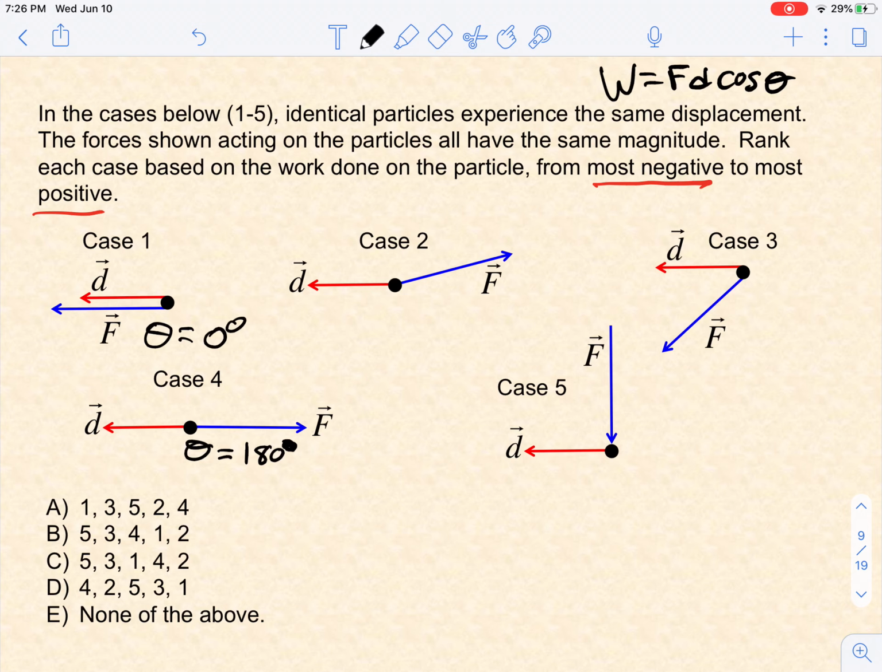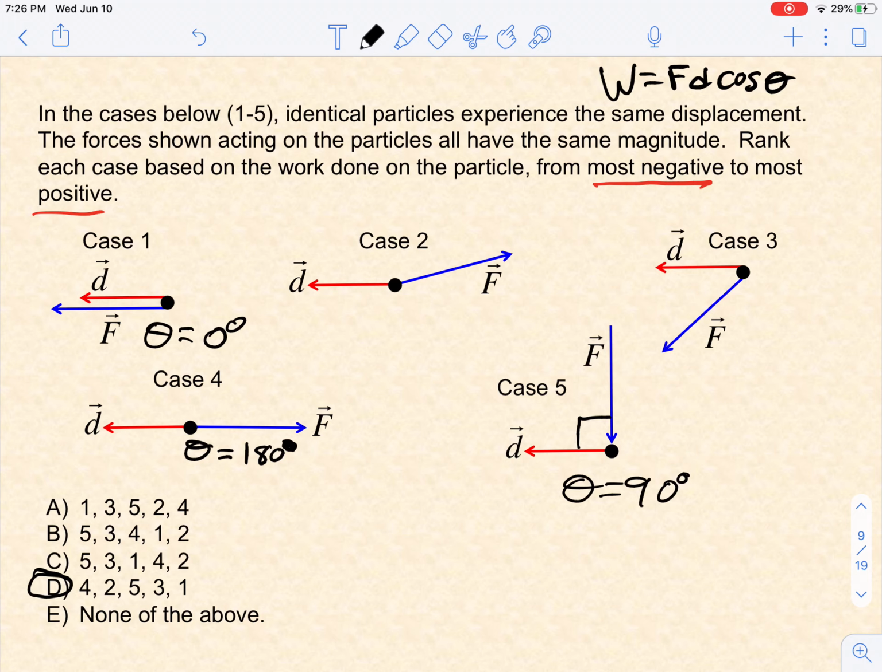Your angle is 0 degrees, and so that's going to be the most positive amount of work. Okay, so of the choices here, I want case 4 to be the most negative and case 1 to be the most positive. That really already narrows it down to choice D, but let's see if we can make sense of the rest. So in case 5, I see that the force and the displacement are at right angles to one another. Theta equals 90 degrees.